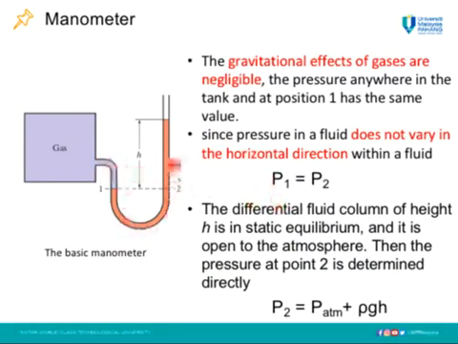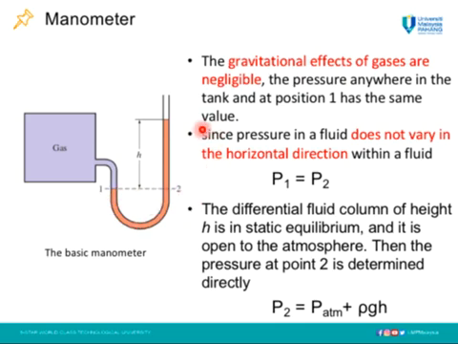Consider the manometer as shown here that is used to measure the pressure in the tank. Since the density of the gas is small, we can consider that the pressure anywhere in the tank and at position 1 is the same. Furthermore, the pressure at point 1 and point 2 is also the same, as they are at the same level of height and interconnected by the same liquid. So P1 equals P2.